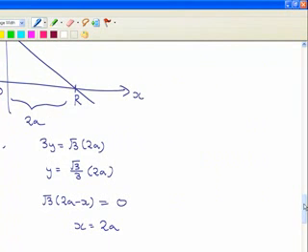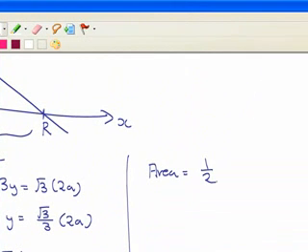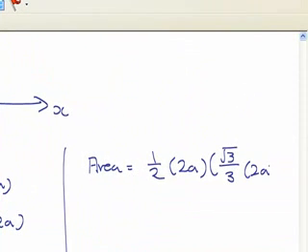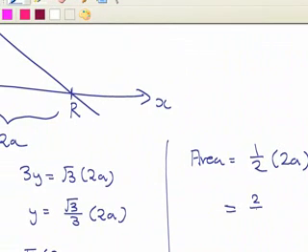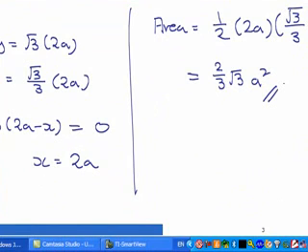So once we know the base and the height, we can just apply the formula. Area equals half base times height. Okay, and we will just do the simplifications. What we will have is 2 over 3 square root 3 a square. Okay, let's have a check of the solution. Yes, and that will be the answer.